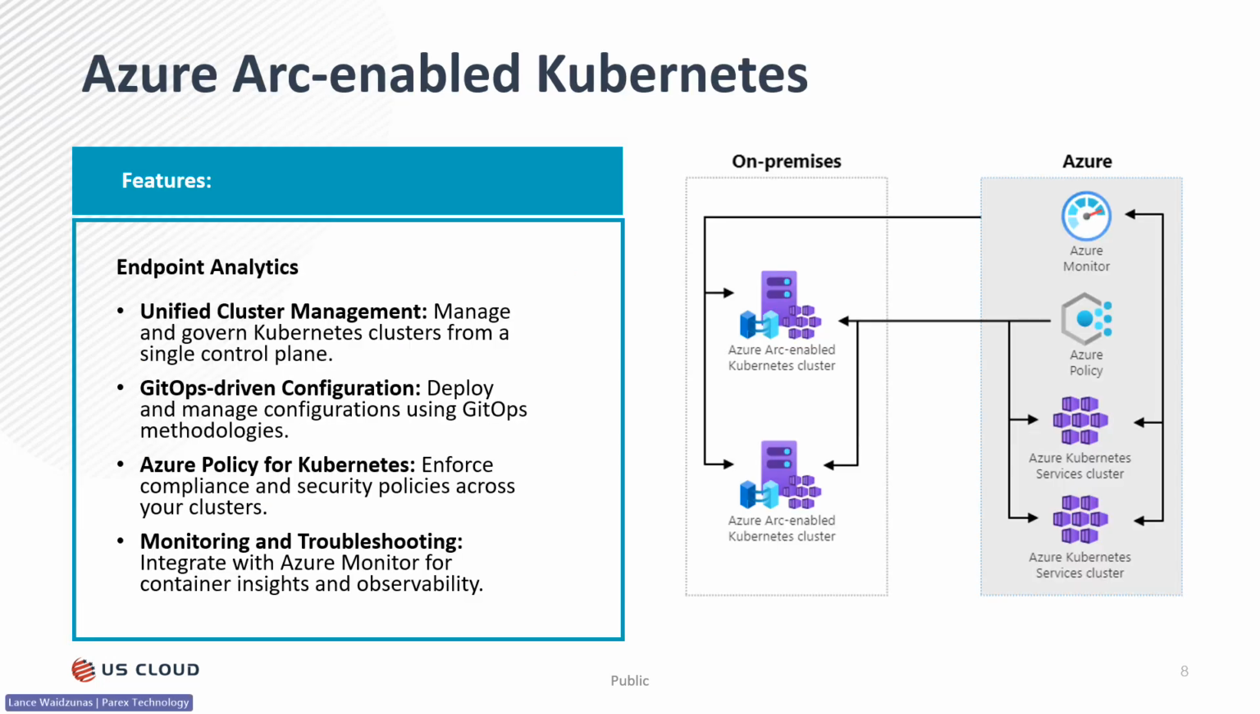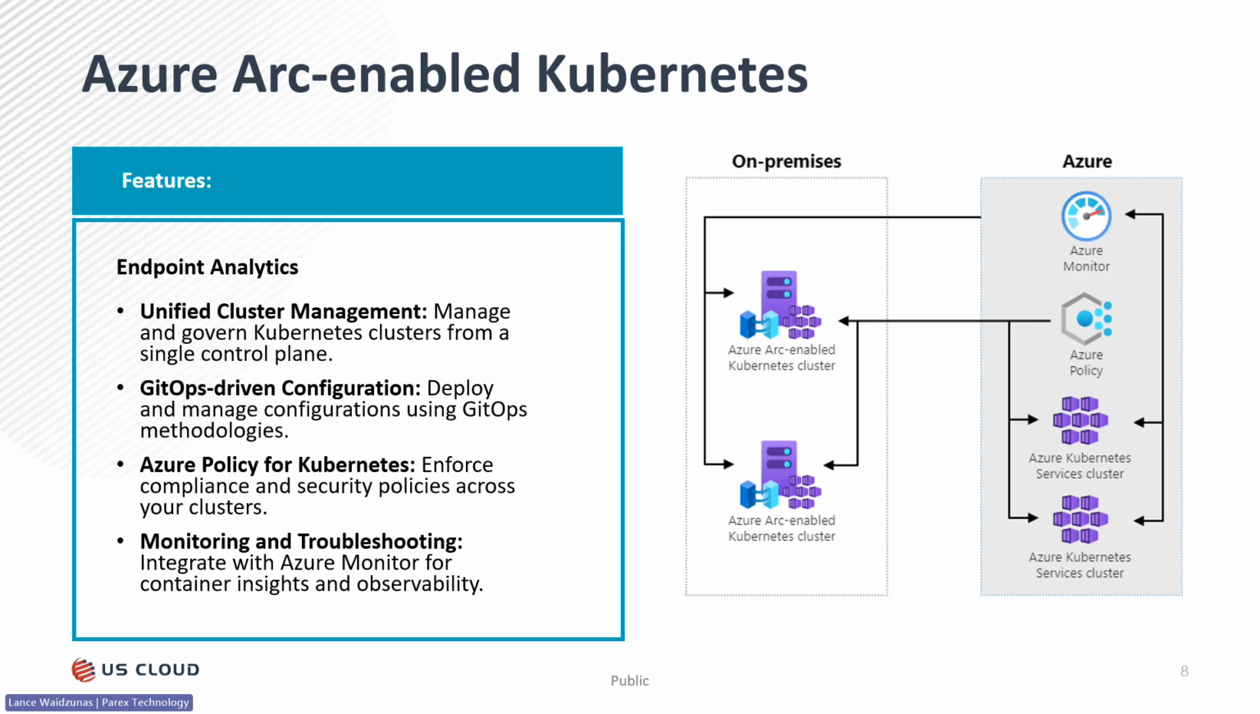So let's talk about how Azure Arc works with Kubernetes. With Azure Arc, you can manage and govern Kubernetes clusters from a single control plane. This means you have a centralized interface to oversee all of your clusters, whether they're on-prem, in Azure, or in various other clouds. This unified approach simplifies operations and reduces the complexity of management across clusters that span multiple environments.